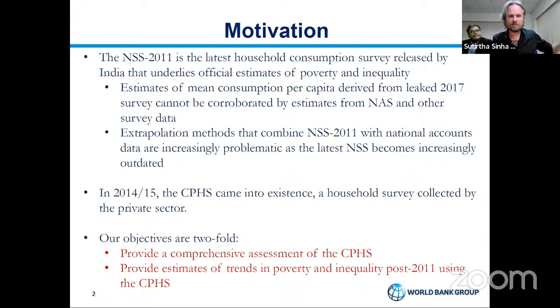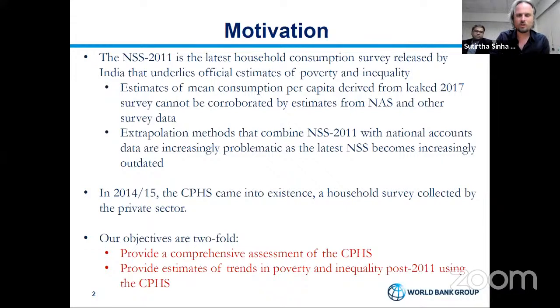In the case of India, however, it has been now 10 years. And so that approach is not ideal anymore. And so that prompted us to adopt an alternative source of data to estimate poverty. And in our case, we embraced the CPHS survey data collected by the CMIE.